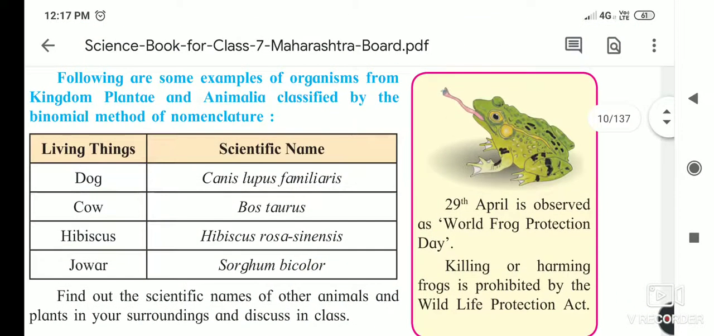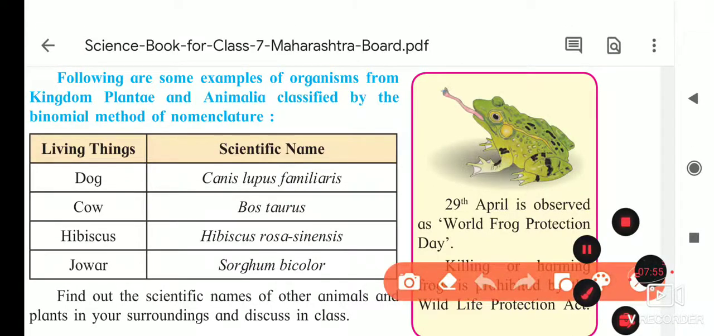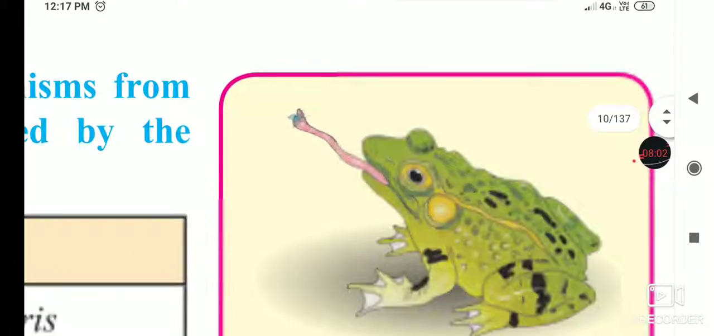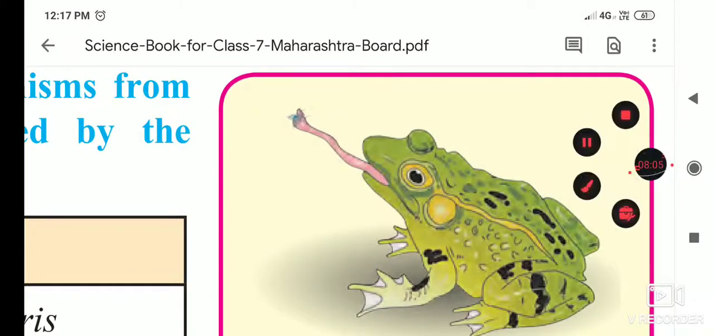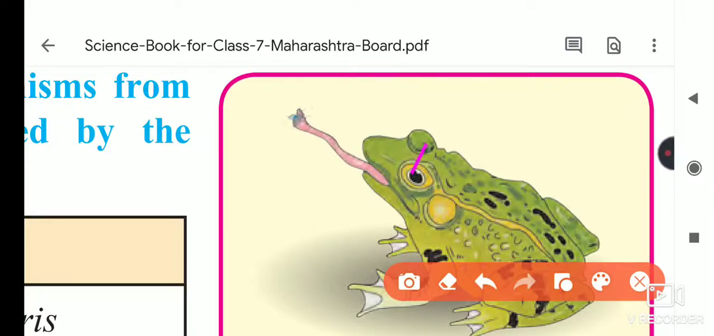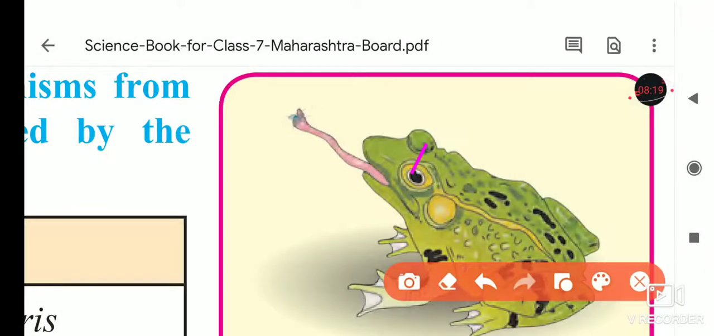So here, what do they give? Frog. Yes, I told you about the habitat of the frog. See in the picture, if we enlarge it, you will understand that. Now I will zoom it. Our tongue is attached to the back of our mouth, but the frog's tongue is attached to the forward part, here. It is long and sticky.